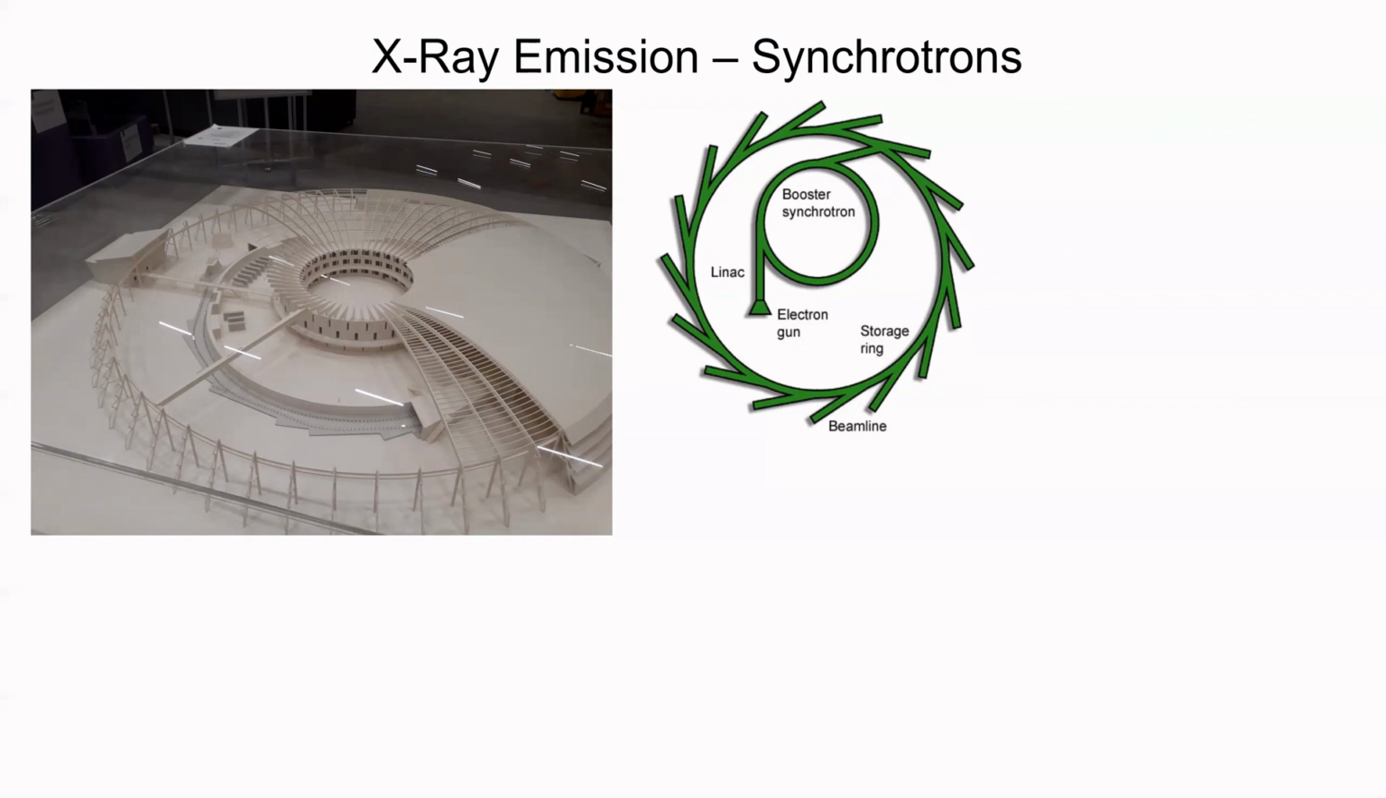ring. And then what happens is that pulse of electrons travels around that storage ring, going round. Now, we say it's a ring, but actually it's not really a ring. What it actually is is a section of straight lines, and then corners, and a straight line, and then a corner.